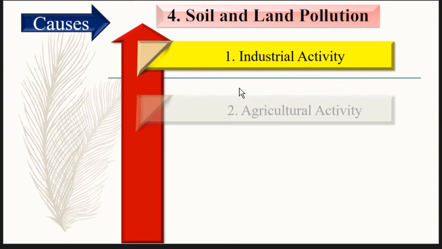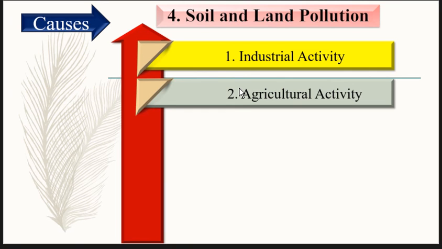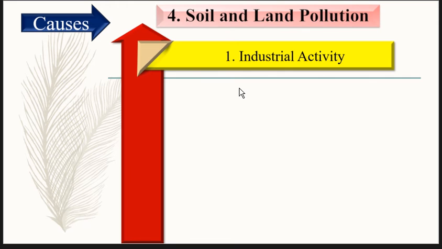So the first cause or reason for soil and land pollution is industrial activity. Friends, industrial activity has been the biggest contributor to the problem in the last century, especially since the amount of mining and manufacturing has increased. Most industries are dependent on extracting minerals from the earth, whether it is iron ore or coal. Then byproducts are contaminated and they are not disposed of in a manner that is considered safe.